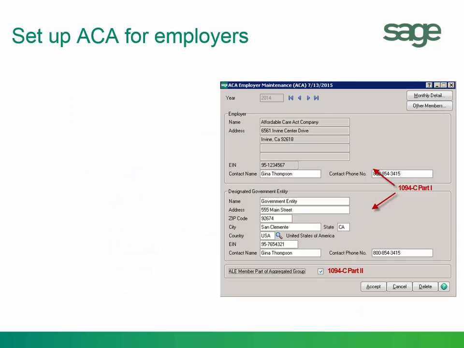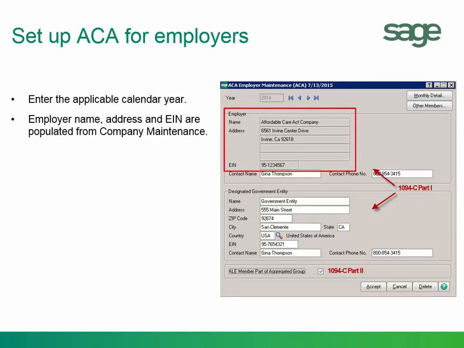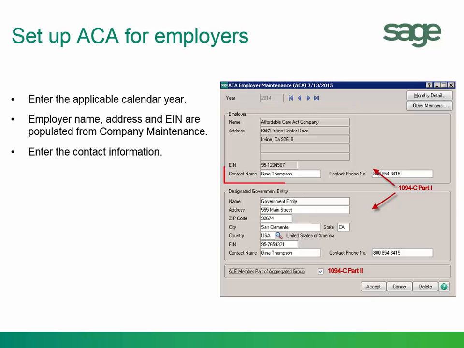The form shown here reflects the form you will see prior to the product updates in November 2015 or before version 2016. Enter the applicable calendar year. The employer name, address, and EIN will automatically populate from Company Maintenance. So if you need to change that, go to Company Maintenance. Enter the contact name and the contact phone number.